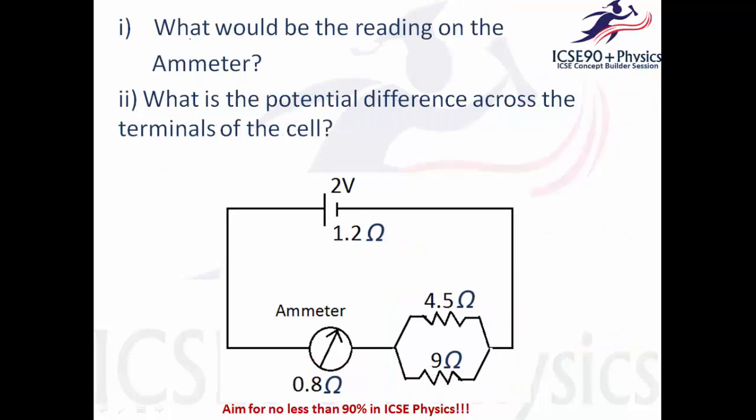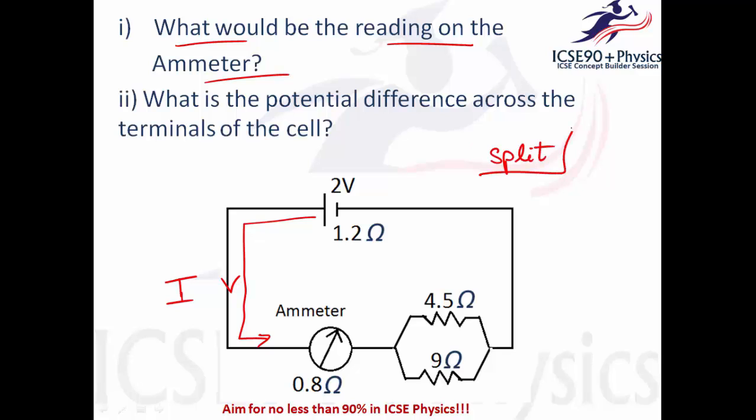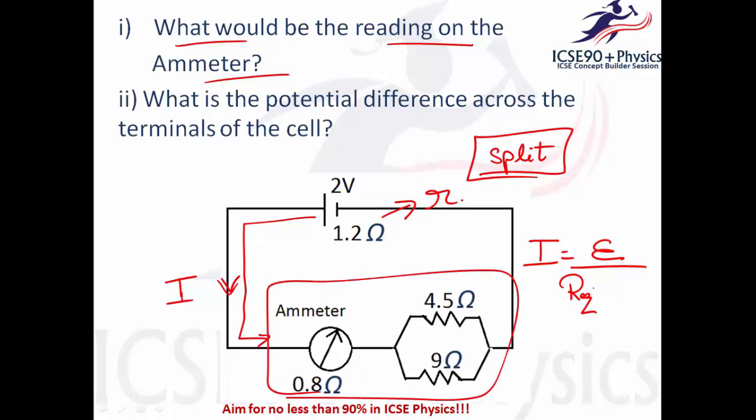And we are asked what should be the reading on the ammeter. So how would you calculate the reading on the ammeter? That is simply the value of the current I, which comes straight from the battery without getting split. Notice that there is an internal resistance small r for this circuit. We know the current I is equal to the EMF upon the equivalent resistance for the entire circuit plus the internal resistance small r.